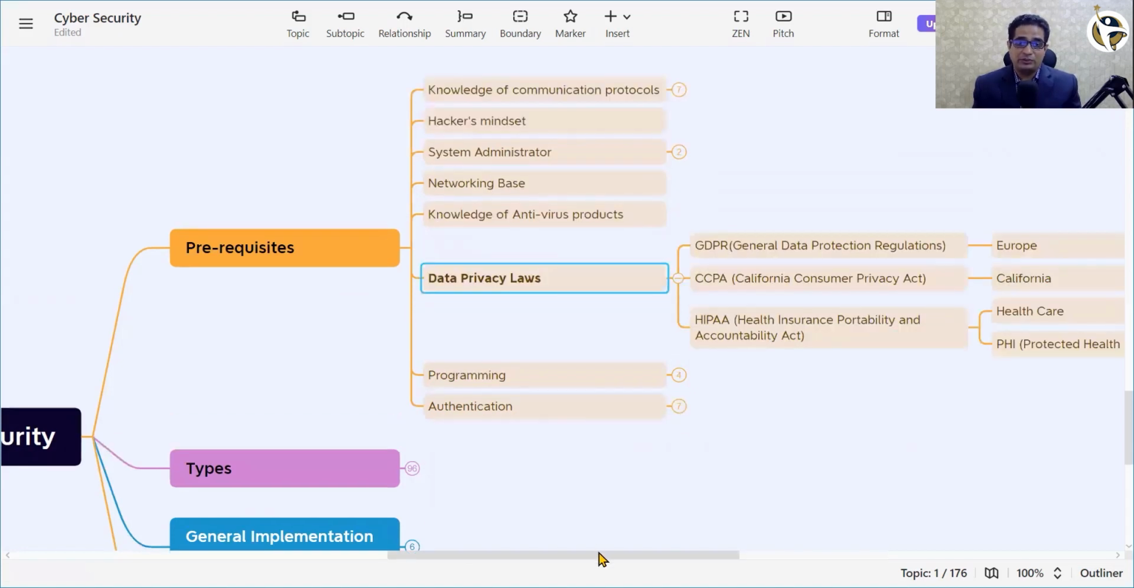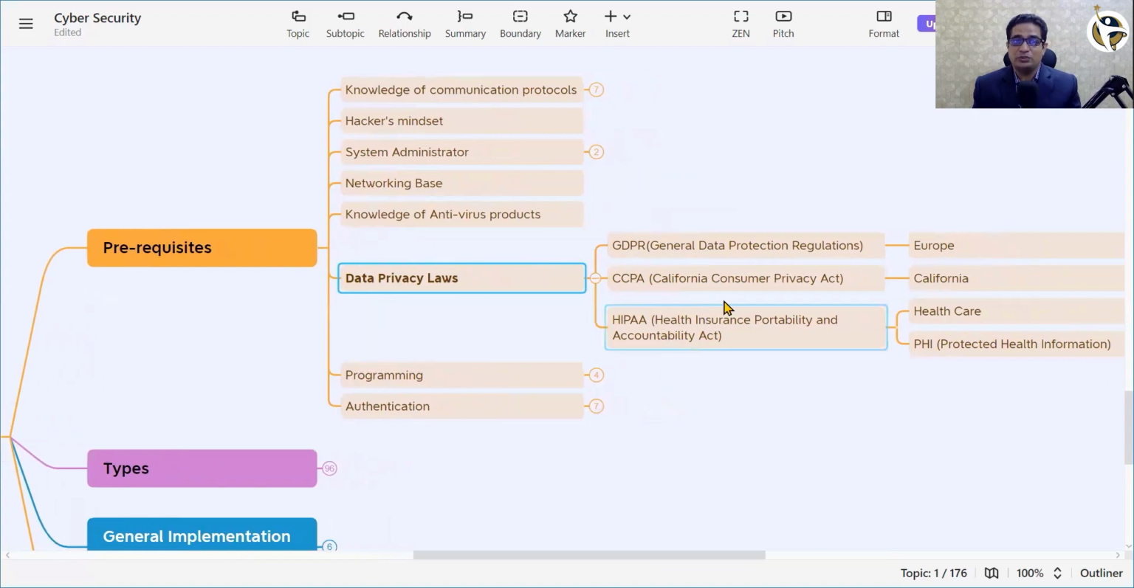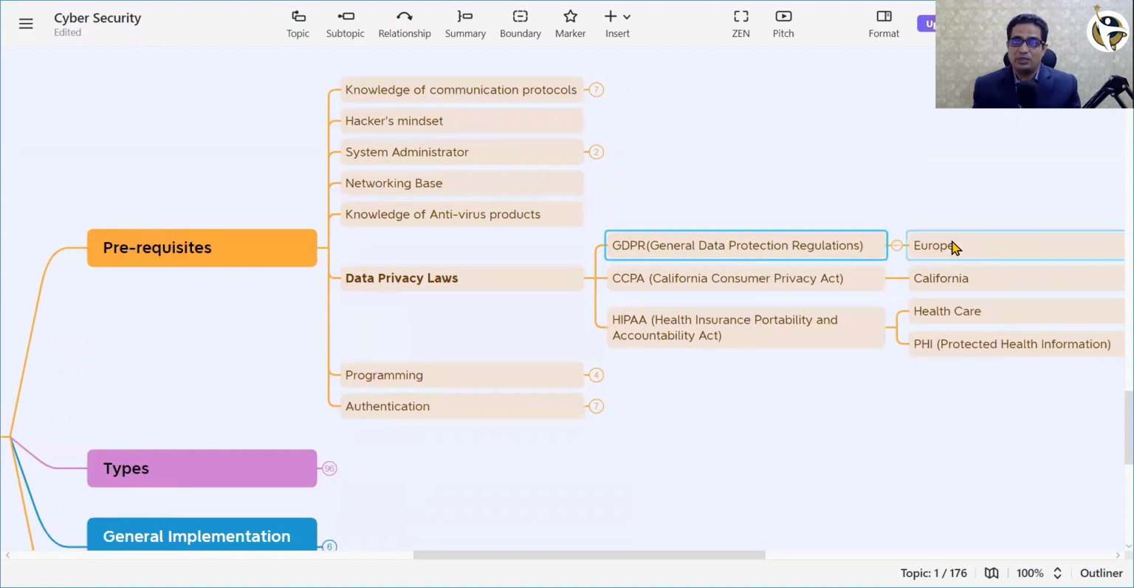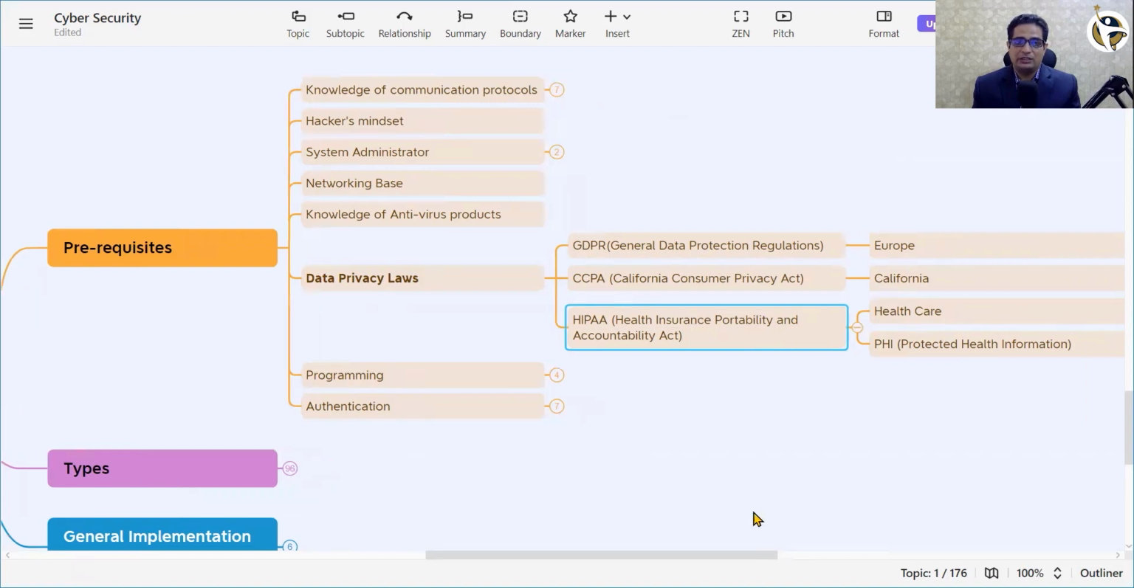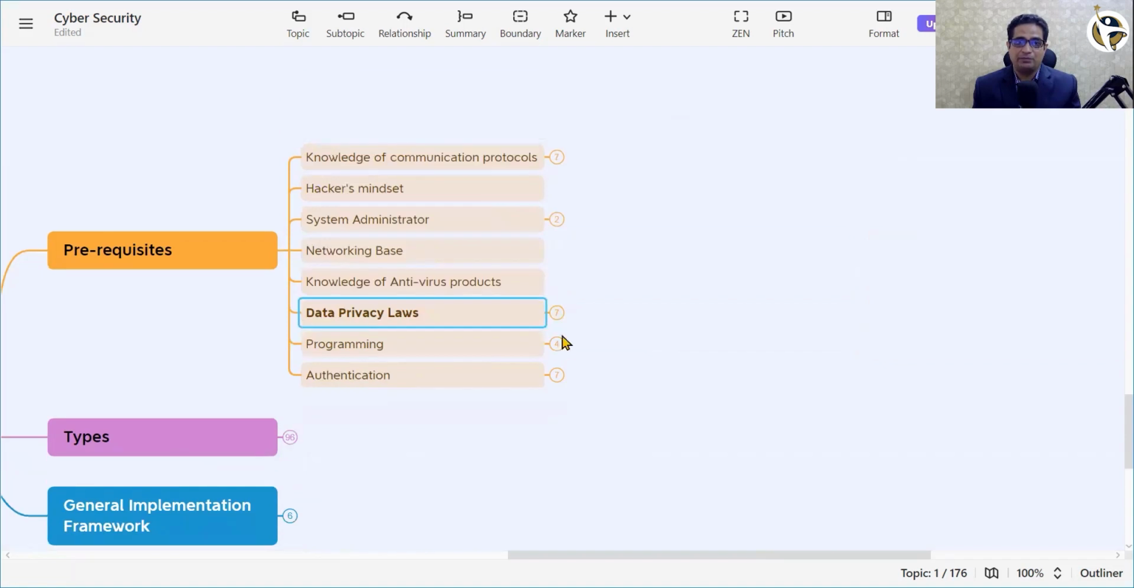As a cybersecurity specialist, it is good to know some data privacy laws like GDPR, which is very popular in Europe, CCPA, which is the California Consumer Privacy Act from California, and HIPAA, that is commonly used for the healthcare industry, the Health Insurance Portability and Accountability Act. So you need to know all these privacy acts as part of your cybersecurity journey.